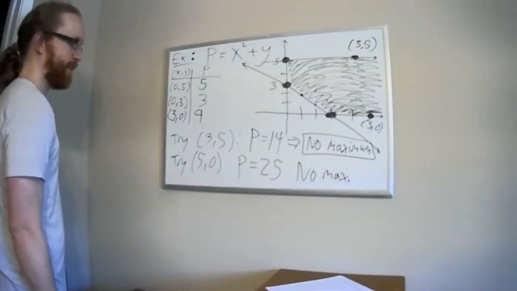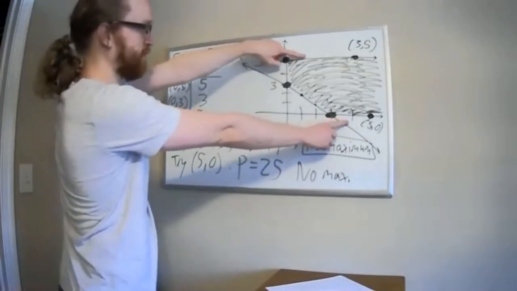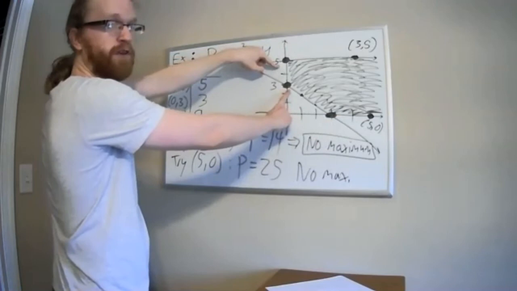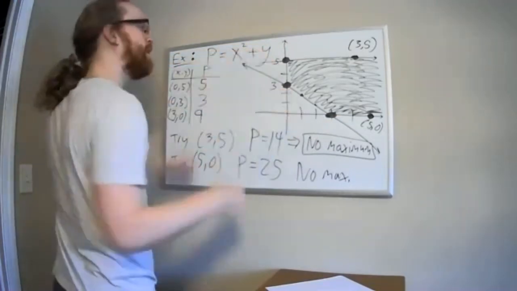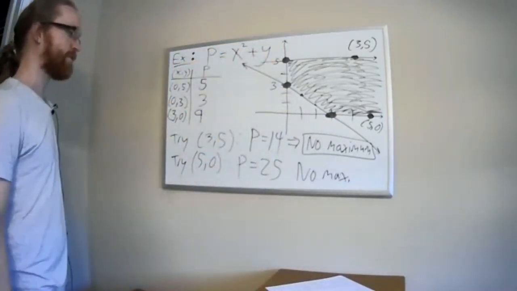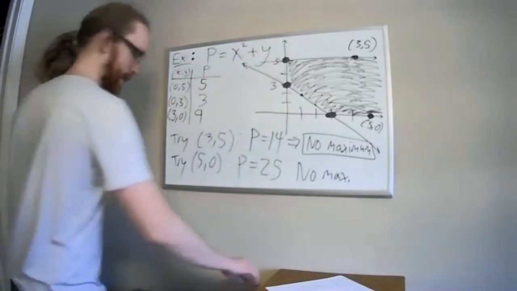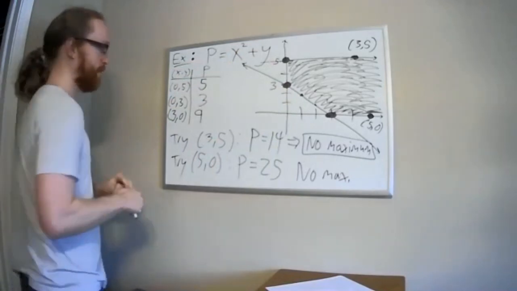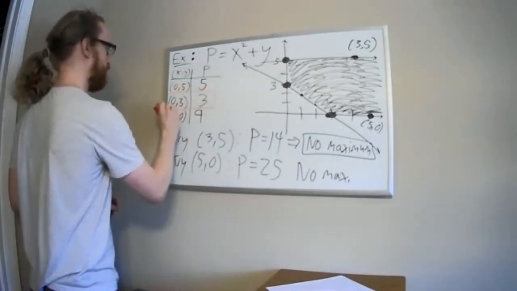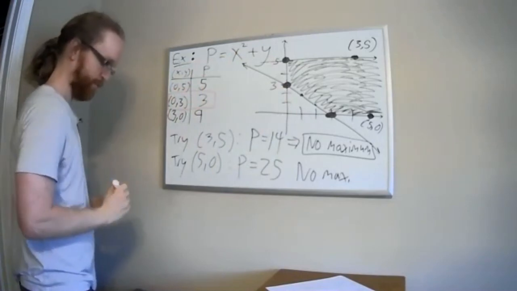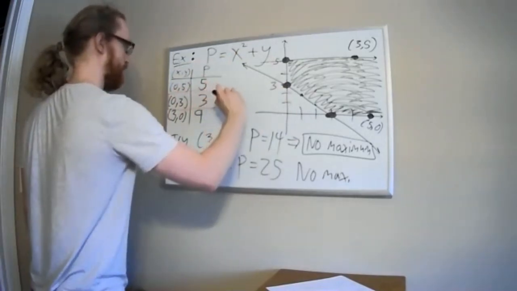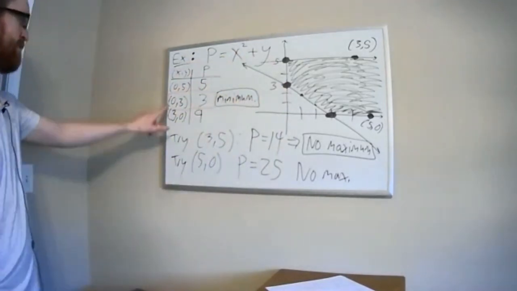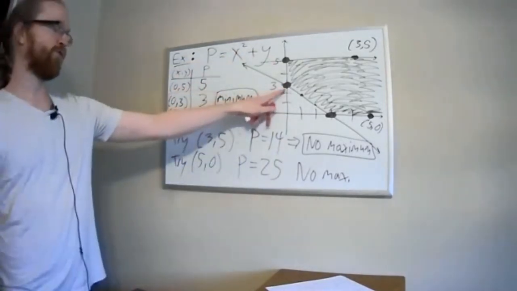But notice, if I take points on either of these unbounded parts, I just get things bigger than what I got at the corner points. I don't get anything smaller than what I got at the corner points. And so what that tells us is that there is a minimum. The minimum is exactly the smallest value that I got from the corner points, and that happens to be 3. So there is a minimum, it's 3, and it happens at the point 0, 3. So here's our minimum point.